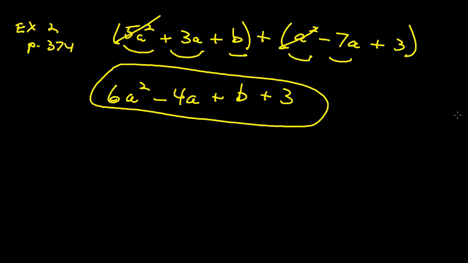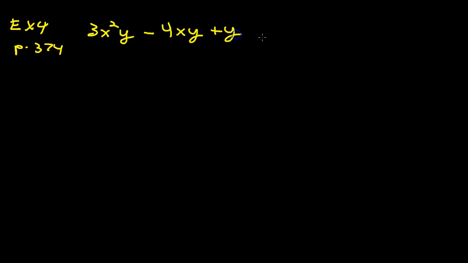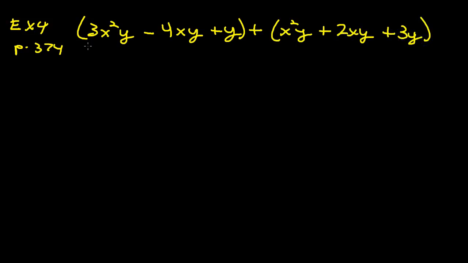All right, let's do a little nastier one here. Example 4 in our text on page 374. And it's going to take a minute to copy this down. Give me a minute. 3x squared y minus 4xy plus y, plus x squared y plus 2xy plus 3y. Let me make sure I copied this down right. 3x squared minus 4xy plus y.